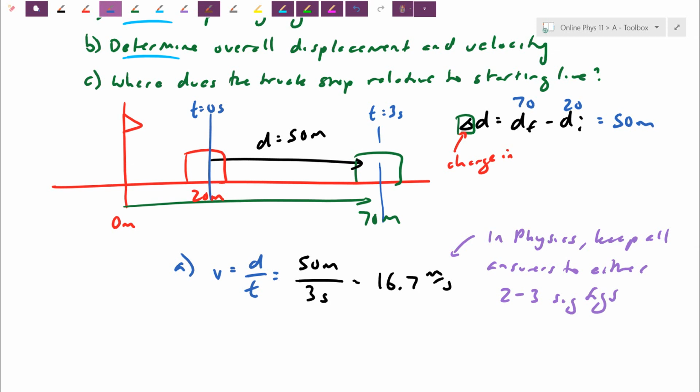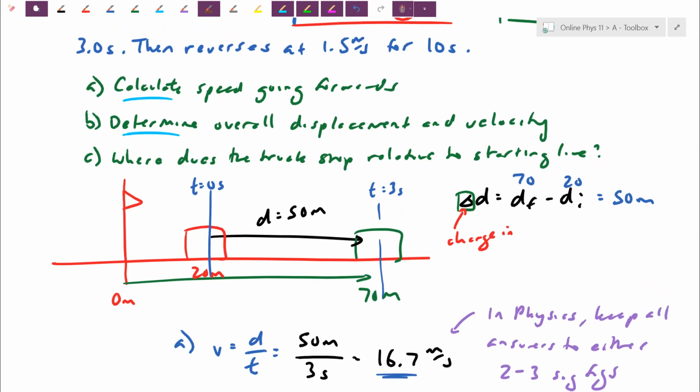Even though we actually learned how to do it properly, what the rules are when we add or subtract, what the rules are when we multiply and divide. In physics, as long as you keep your final answer expressed as either 2 or 3, you can say 17 meters per second as well, you won't get marked wrong for sig figs. So that's just a small cheat. So that is the speed, 16.7. That's actually the velocity as well, because there was no change in direction for that first part of the motion.